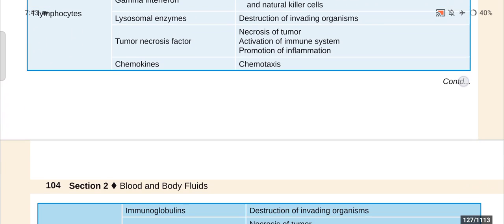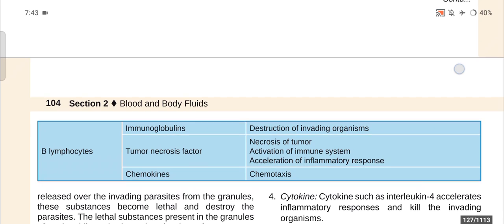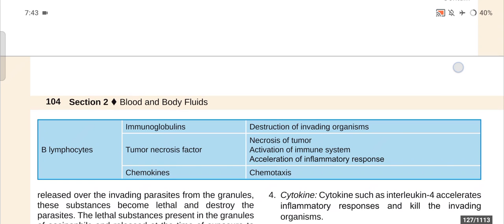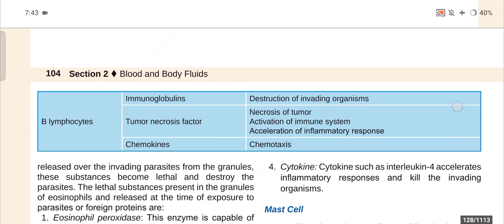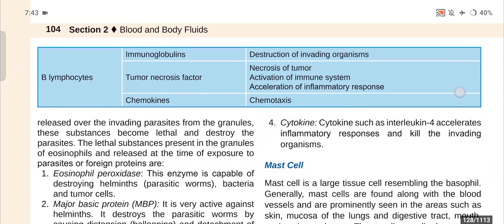chemokines, which help in chemotaxis. Then the B lymphocyte, which releases immunoglobulins, which help in destruction of invading organisms. Then tumor necrosis factor helps in necrosis of tumor, activation of the immune system, and acceleration of the inflammatory response. Then chemokines, which help in chemotaxis.